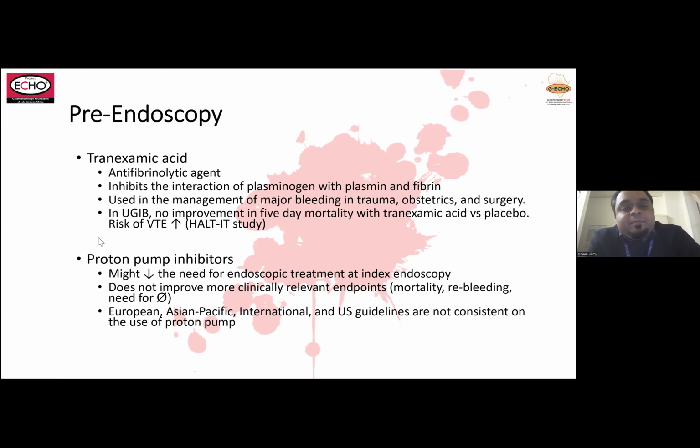Regarding PPI, it might decrease the need for endoscopic treatment at index endoscopy. It does not improve more clinically relevant endpoints like mortality, rebleeding, or need for surgery. The different international guidelines, the Asian ones, the European ones, and the US ones, are not really consistent on the recommendation on the use of PPI.